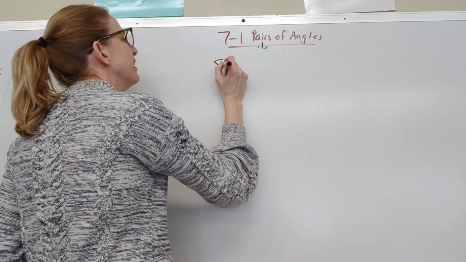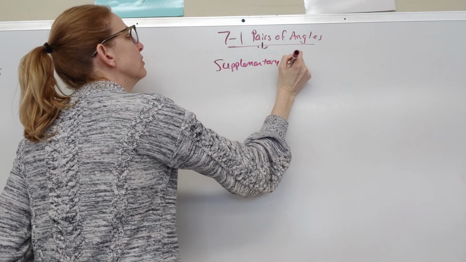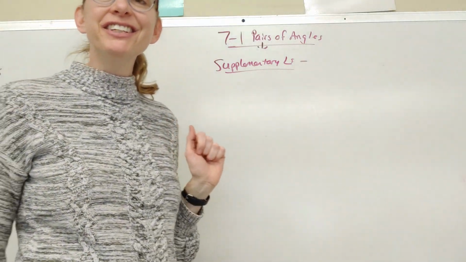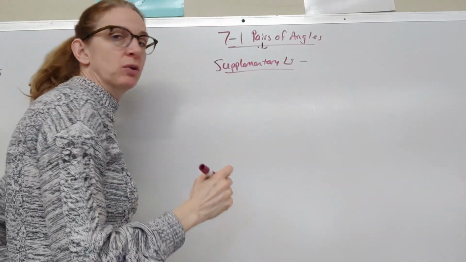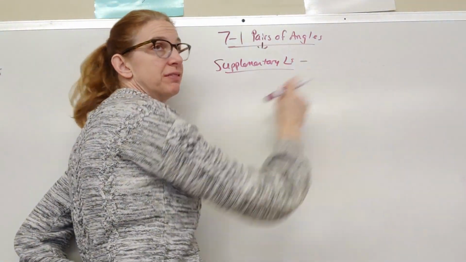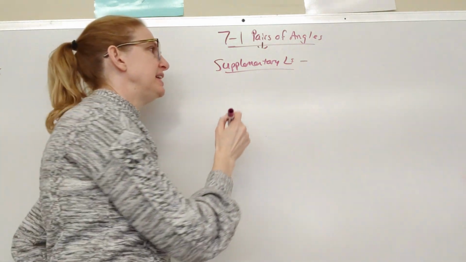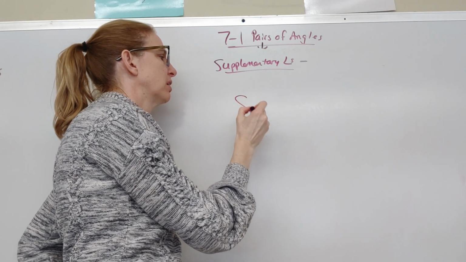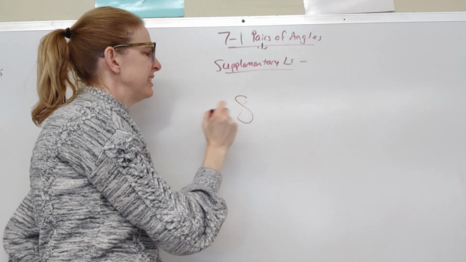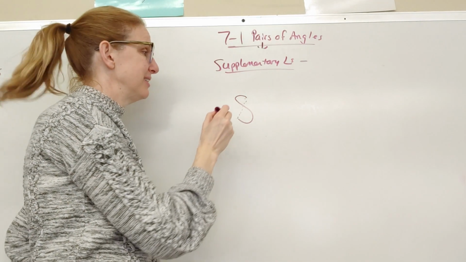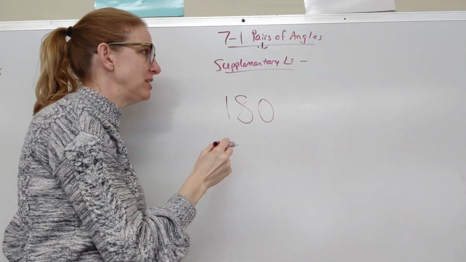Okay, supplementary angles. Guess what I'm going to tell you to do? Pause it and write the definition. They add up to 180. That's what your definition should say. When I add the two measurements of the two supplementary angles, they add up to 180. Here is a nice little memory trick for you. If I start with the letter S, and I get it makes the number 8. Supplementary angles are 180 degrees.